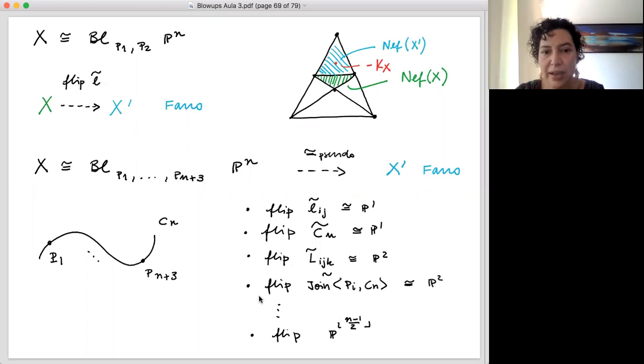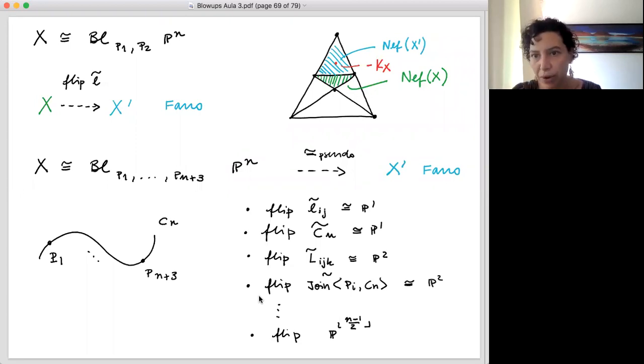So this is a description when n is even. When n is odd, then in fact the central weight, which is the weight corresponding to the canonical class, is going to be in a ray.